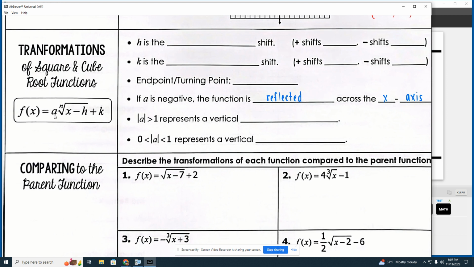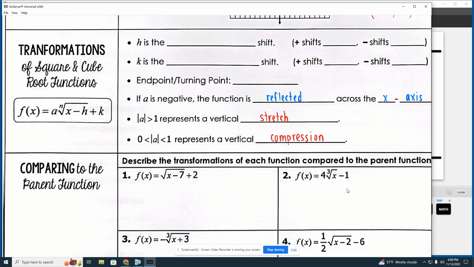Well, remember the other rules about this number? If this value out here, not the negative sign, not positive, negative, but if the value itself is greater than 1, that thing is vertically going to stretch. It's going to get steeper. It's getting pulled upwards, and that's going to cause it to go up a little higher. But remember, if that value is between 0 and 1, so if it's like 1/3 or 3/4 or 1/2, that thing is going to vertically compress. It's going to flatten.